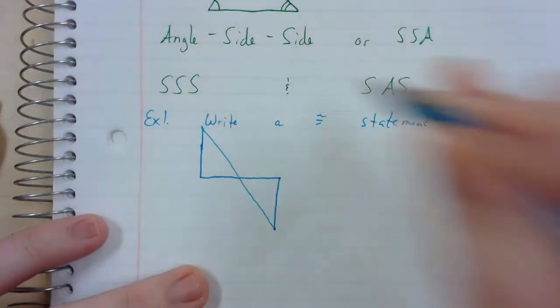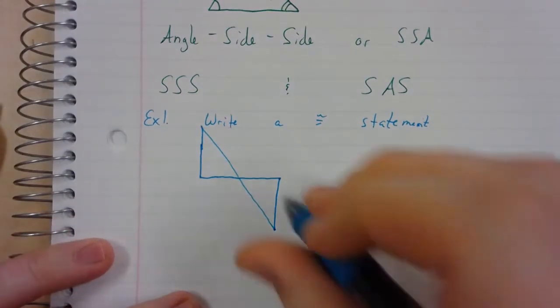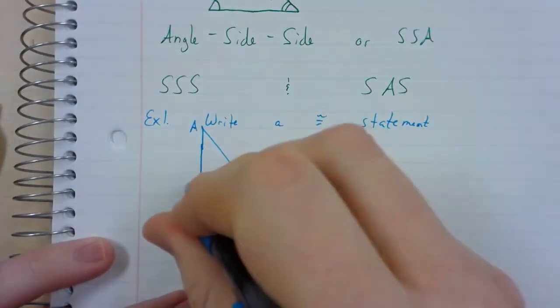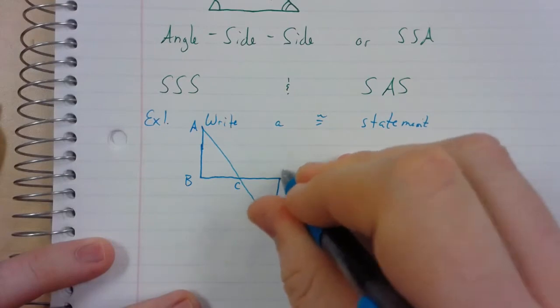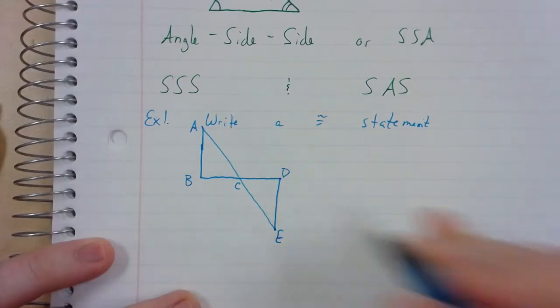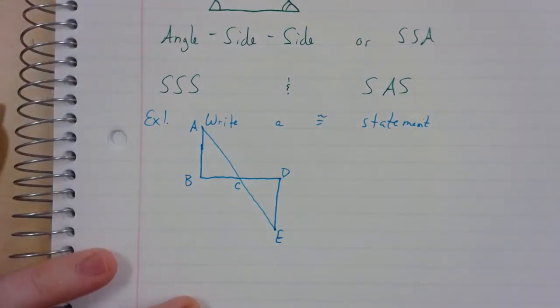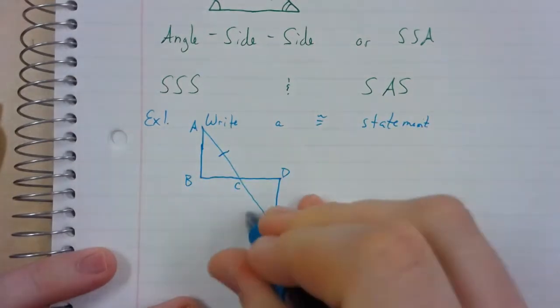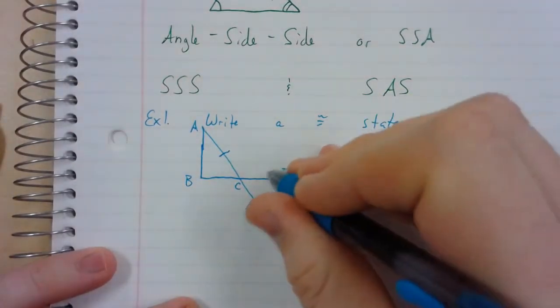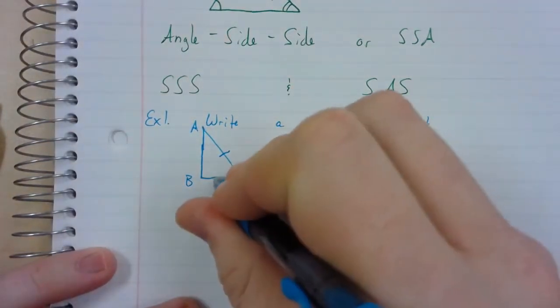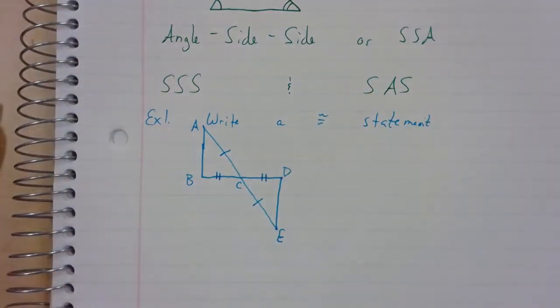Not my best, but that'll work. All right. We'll go ahead and call this one A, B, C, D, E. Okay? And I'm going to tell you here that this side is congruent to this side, and that this side is congruent to this side. Okay? So this is what the problem is going to look like.